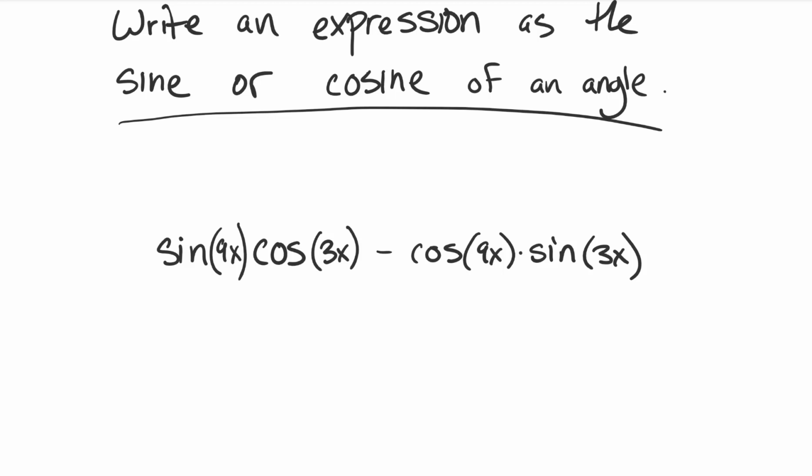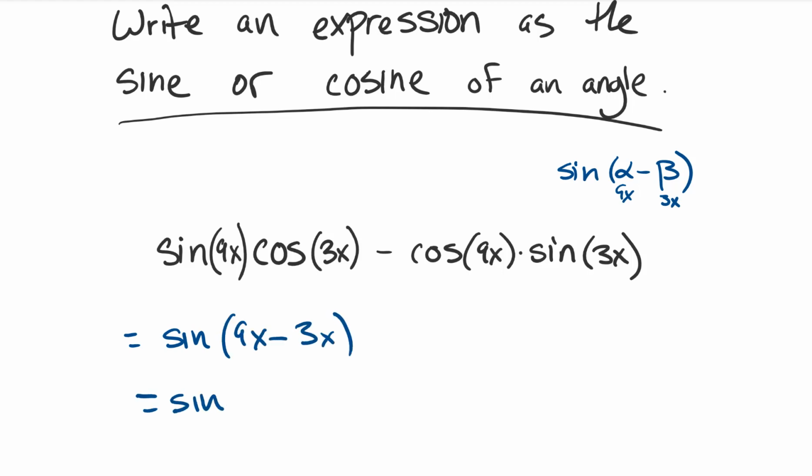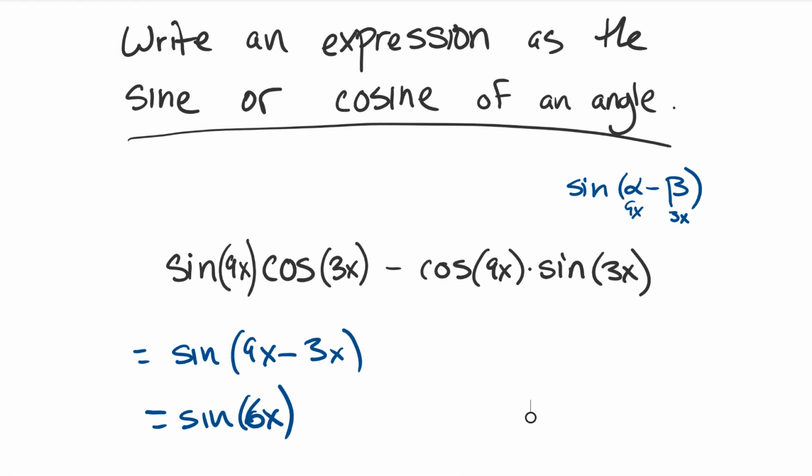What goes sine, cosine, cosine, sine? Oh yeah, buddy. Sine, cosine, cosine, sine. That's sine of alpha minus beta, where our alpha is going to be that 9x and our beta is going to be that 3x. 9x minus 3x, that's sine of 6x, sorry, I misspoke. We wrote an expression as the sine or cosine of an angle. There's just one angle. There it is.